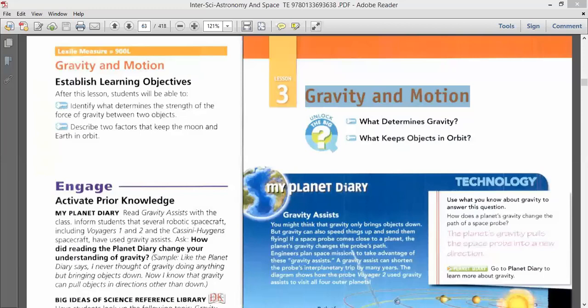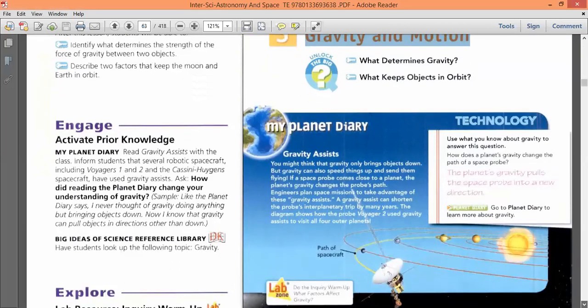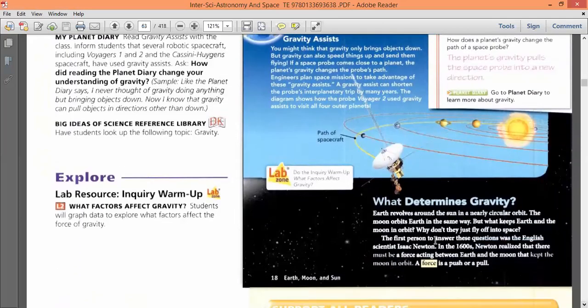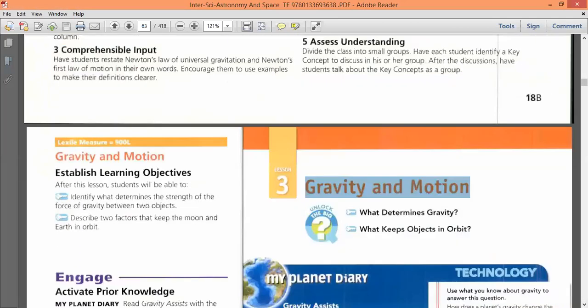Today we are going to learn a new lesson. Our lesson is about gravity and motion. Our lesson's page is a new module we are using, astronomy and space, and is page 18. In this lesson, we are going to learn about what gravity is, what factors affect gravity, and what keeps objects in orbits. We studied the solar system last week, and we know the planets revolve around the sun in a fixed orbit. In this lesson, we are going to explain why these planets do not leave their orbits.